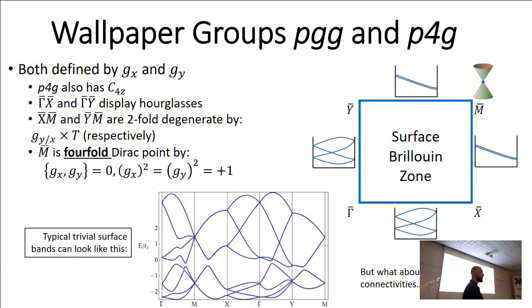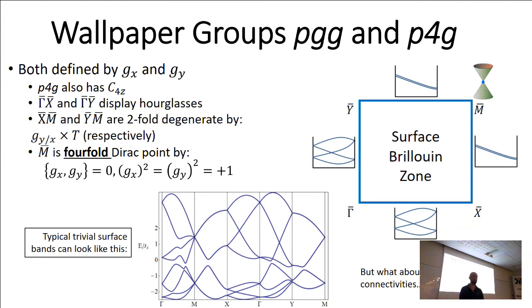And so for these wallpaper groups with two glides, PGG and P4G, I could take a look at the band structure in light of everything that we've done so far. Along Γ-bar to X-bar, where these are surface time-reversal invariant momenta, I have hourglasses. Along the other lines, I have a local Kramers theorem, so bands are twofold degenerate by the same statement as before. And then at the corner, at M-bar, the glides anti-commute, with the square root of plus 1 in terms of their irreducible representations, and time-reversal squares to minus 1, so I get a fourfold degeneracy. And so a typical band structure for the surface bands, not topological, looks like this, where I have a fourfold point, twofold degeneracy, some hourglasses, but I have a gap here.